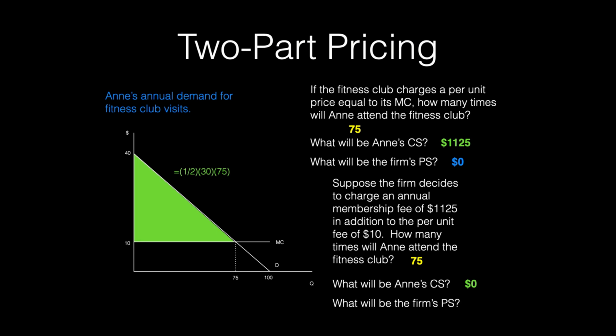What will be the firm's producer surplus? It will be $1,125. The firm captured all of Anne's consumer surplus. So we will now color the triangle that was consumer surplus blue for producer surplus. The point of an access fee is to transfer surplus from the consumer to the producer. Generally, the access fee will not capture all of the consumer surplus. An access fee of $1,000 would have left Anne with $125 of consumer surplus. If the club had charged Anne an access fee over $1,125, she would no longer purchase a membership at all.